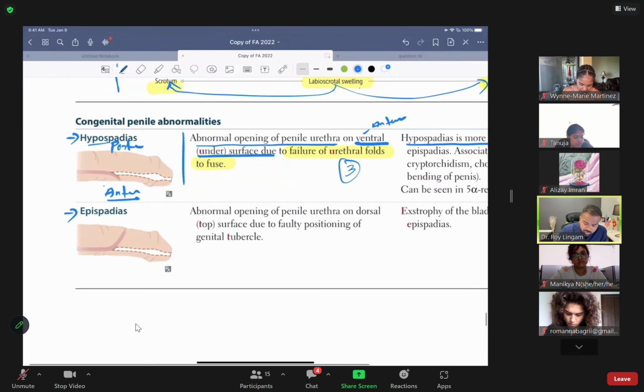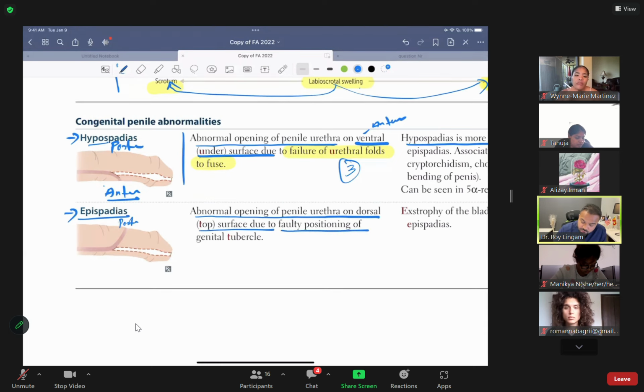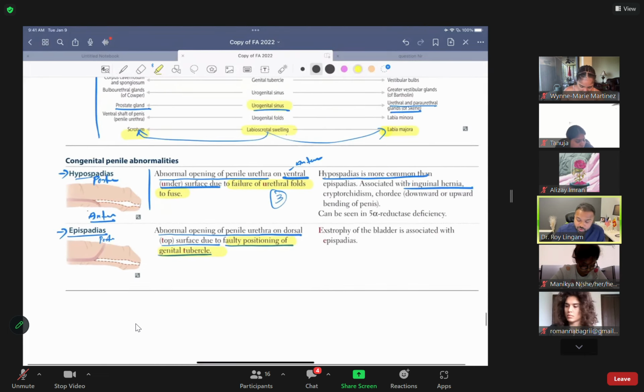The next disease is epispadias. It's an abnormal opening on the posterior surface. Does that make sense? Because this is the position. It's an abnormal opening of the urethra on the dorsal surface due to faulty positioning of the genital tubercle. So you should know the pathology, what the exact problem is. And this is always associated with a bladder problem. So hypospadias comes with the hernia, and epispadias comes with some bladder defect. Is that clear for you folks? So that's something to keep in mind.